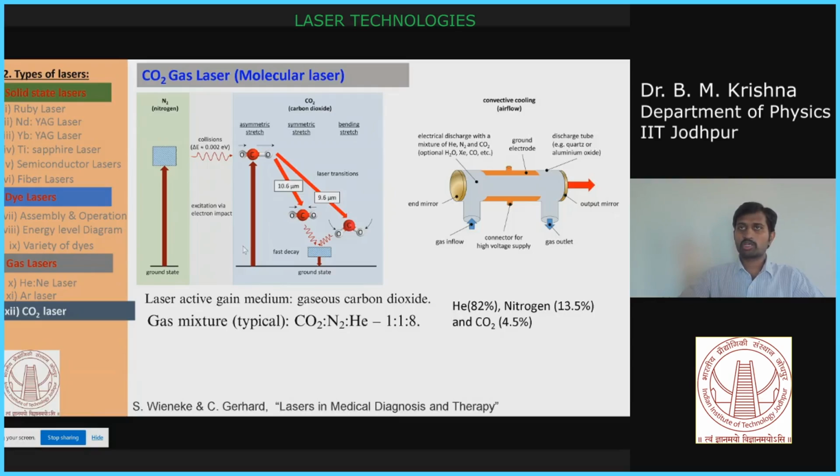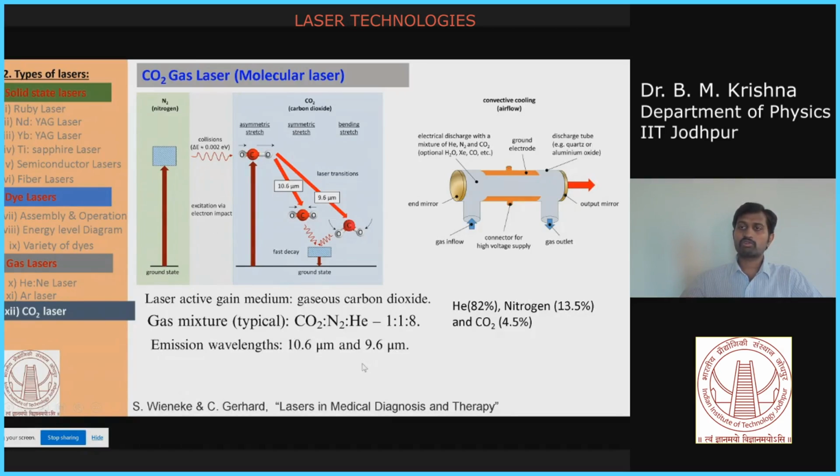So your helium atoms will collide with the nitrogen atoms, so that by collision they give energy to the nitrogen, and you also simultaneously excite the nitrogen atoms depending on the matching of the energy levels. Once you have excited nitrogen atoms, they will collide with the CO2 molecules. When they collide, they immediately transfer those excited energy levels to CO2. Then CO2 is in an excited state at this mode, the asymmetric stretch mode. Then you have relaxations accordingly. So this is about the CO2 gas laser.